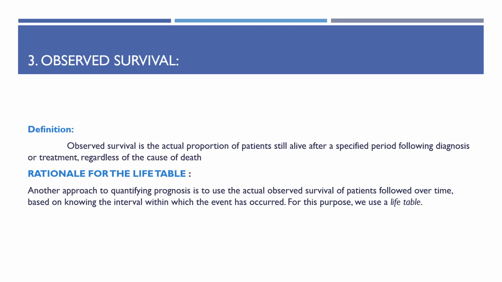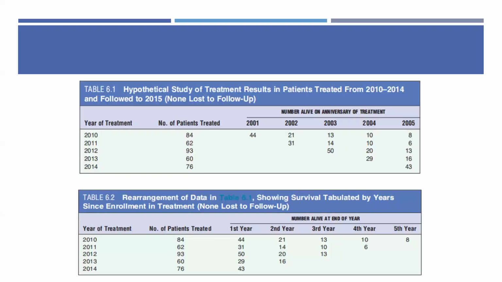So the third one is observed survival, which is the actual proportion of the patients still alive after a specific period following diagnosis or treatment, regardless of the cause of death. So, the rationale for the life table: another approach to quantify prognosis is to use the actual observed survival of the patients followed over time, based on knowing the interval within which the event has occurred. For this purpose, we use the life table.